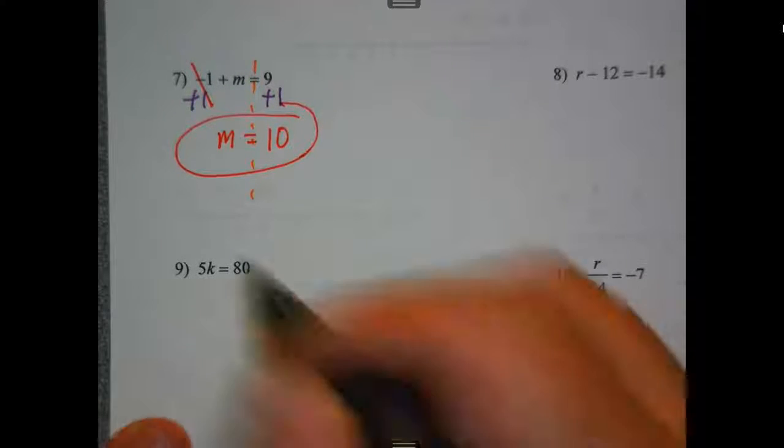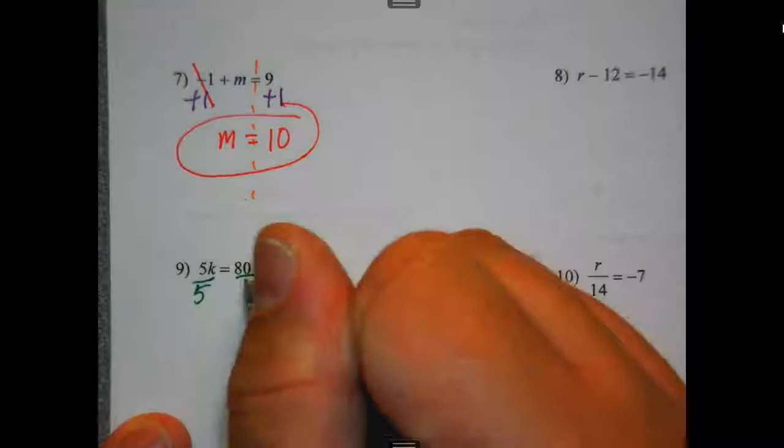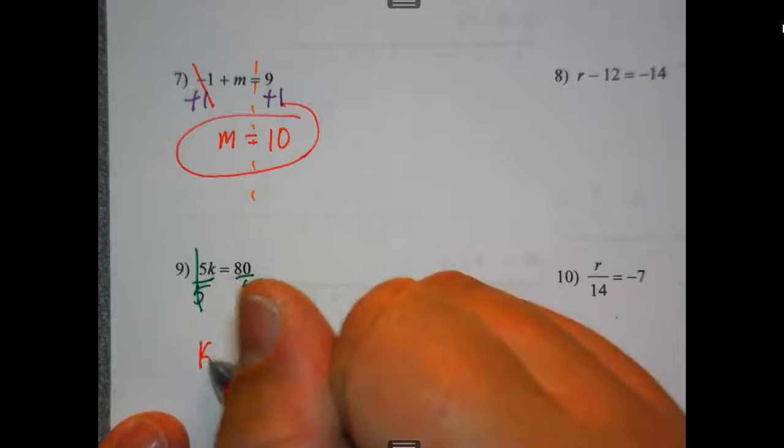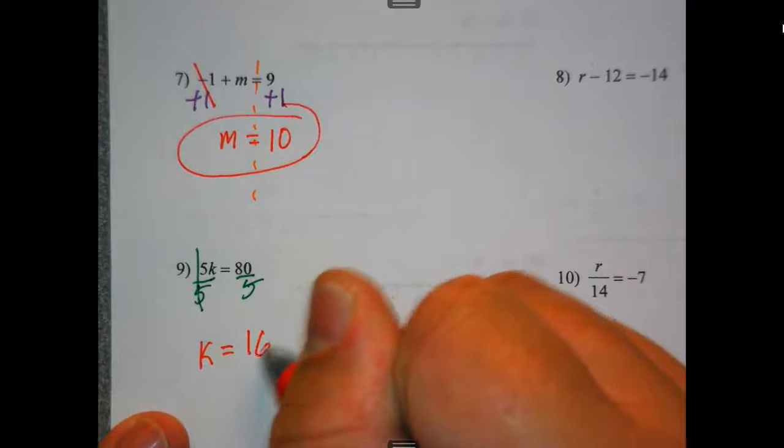Number 9, I have multiplication between the coefficient 5 and the variable k. Divide by 5. Divide by 5. I get k equals 16.